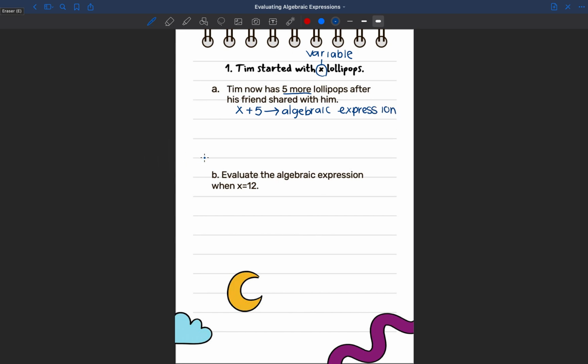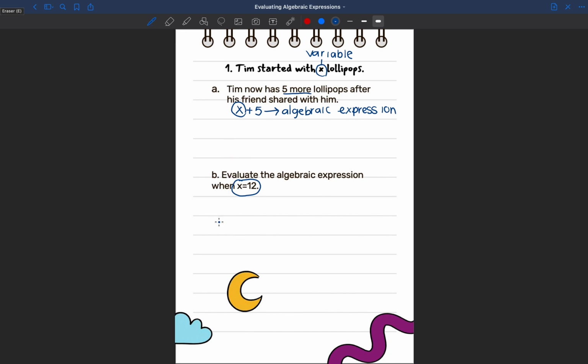All right. Looking at part B, it says evaluate the algebraic expression when x equals 12. Evaluate simply means to be able to solve the expression. Well, originally we couldn't solve this expression because we didn't know what x equals at all. Well, now we know that the variable x equals 12. So we are going to substitute 12 in for x.